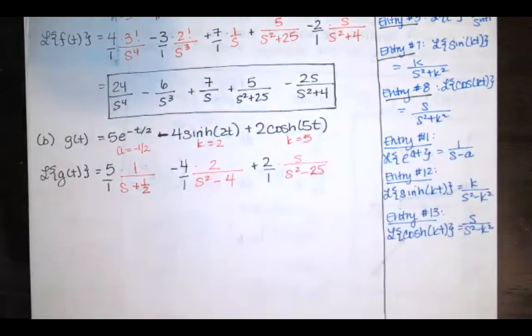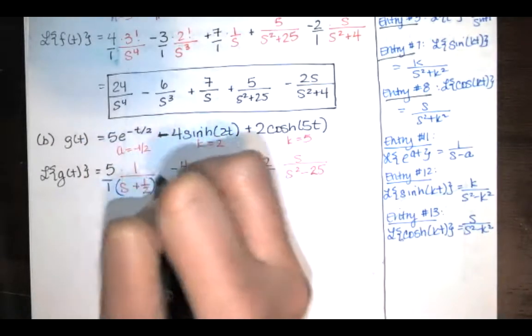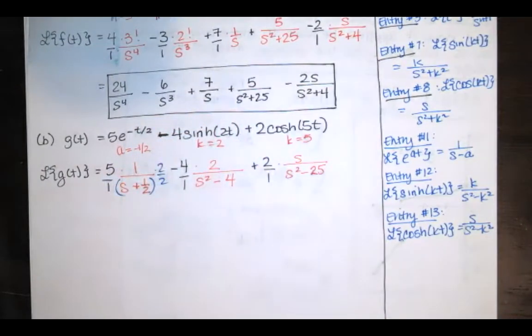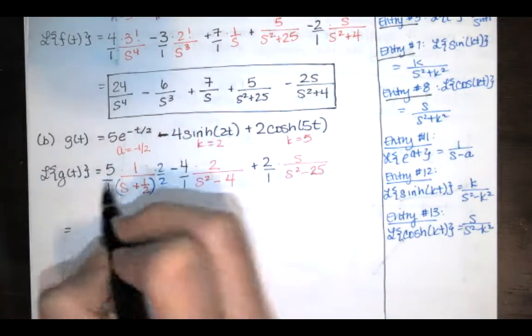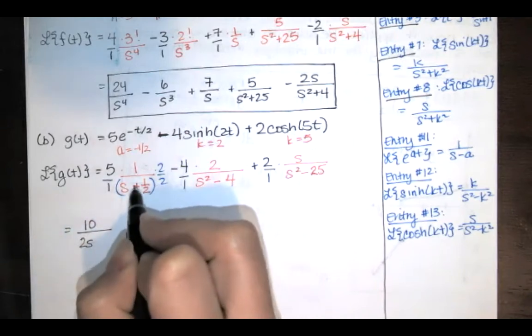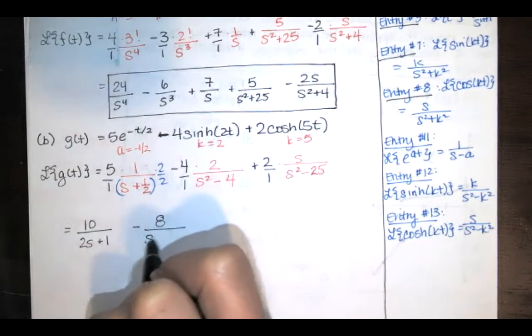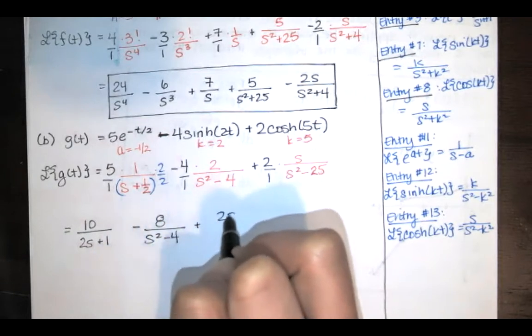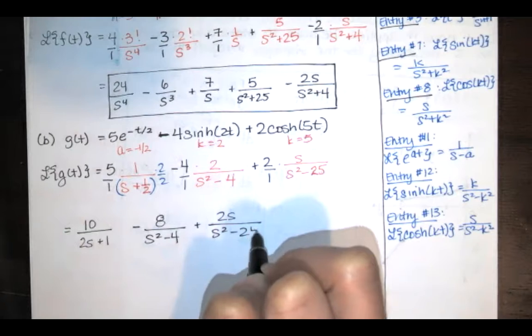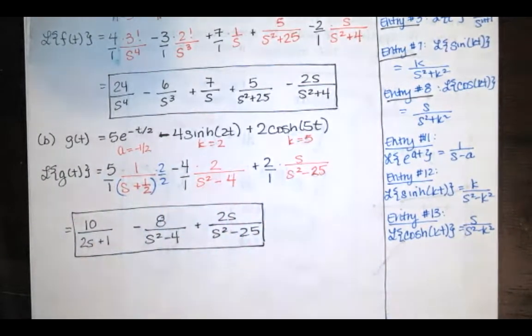We'll write each of those integers as themselves over 1, and then multiply straight across. Now on this one, I might also simplify because I don't like having that 1/2 in the denominator. And to clear the fractions, you might multiply by 2 over 2. So we would have 10 over 2 times s is 2s, plus 2 times 1/2, which is 1, minus 8 over s squared minus 4, plus 2s over s squared minus 25. And that's that.